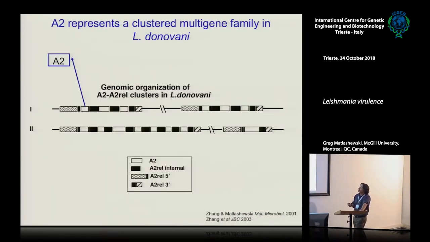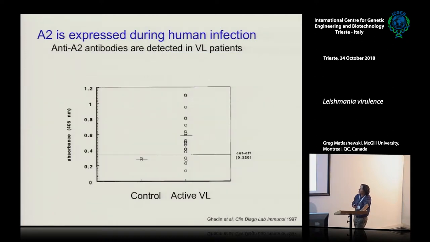And if you look at the genome, you can see that these white boxes are the A2 genes, and there are many genes, and that's why you have many bands, and they have different size proteins. So you can see that this one would be a bigger protein than this one. And these are the two chromosomes, and you can see it's a multi-gene family. And this was all done with Leishmania donovani, which was the parasite we were working with at the time.